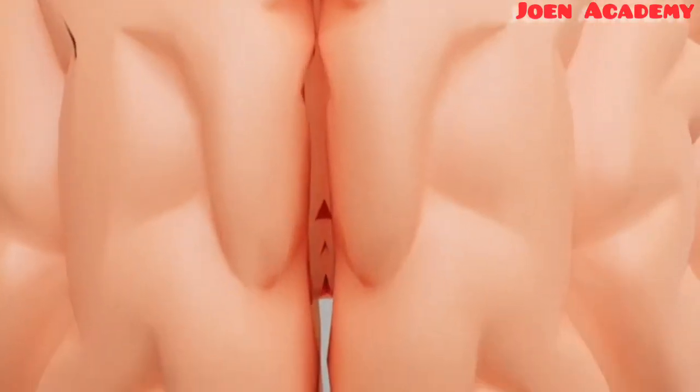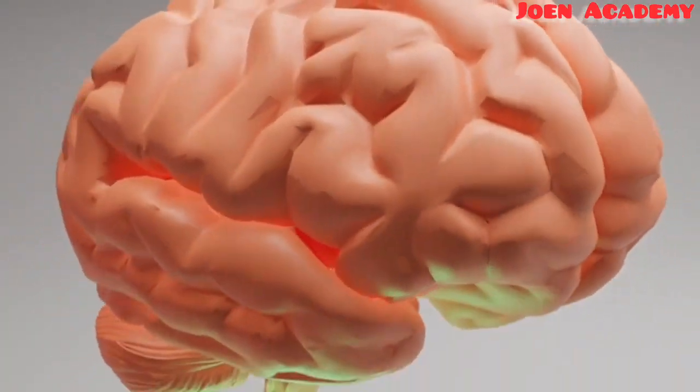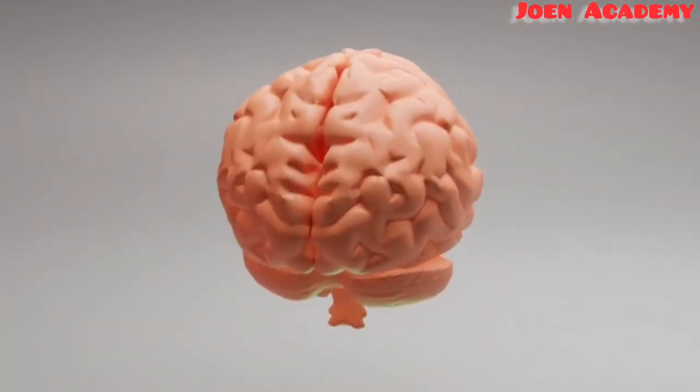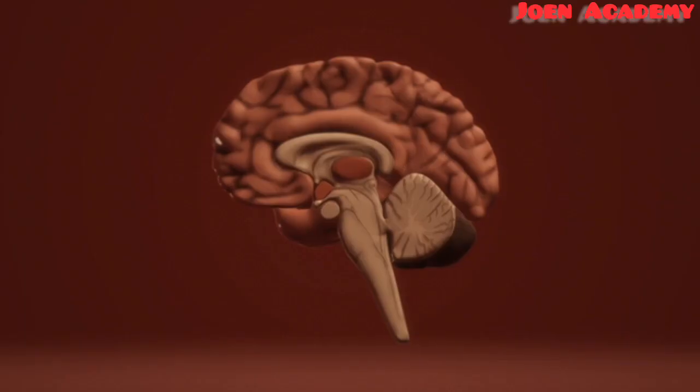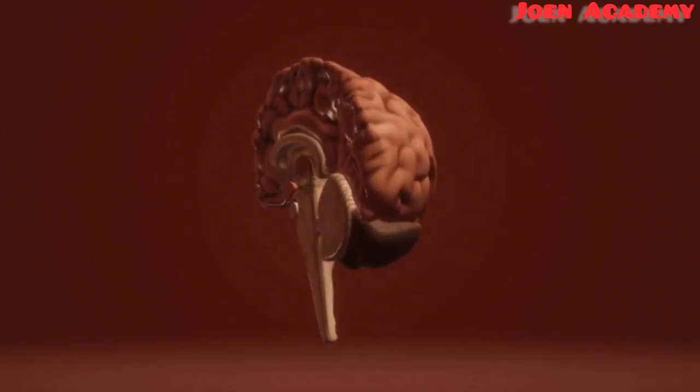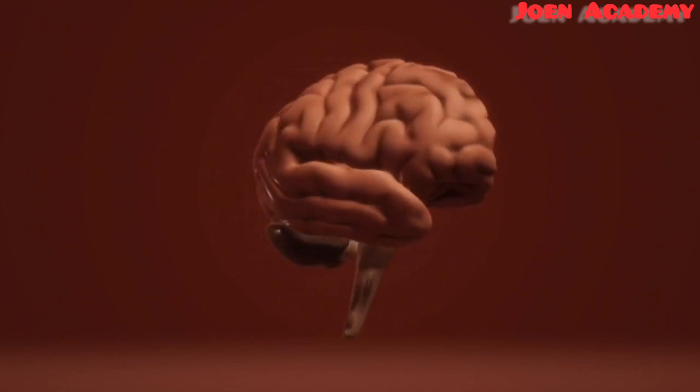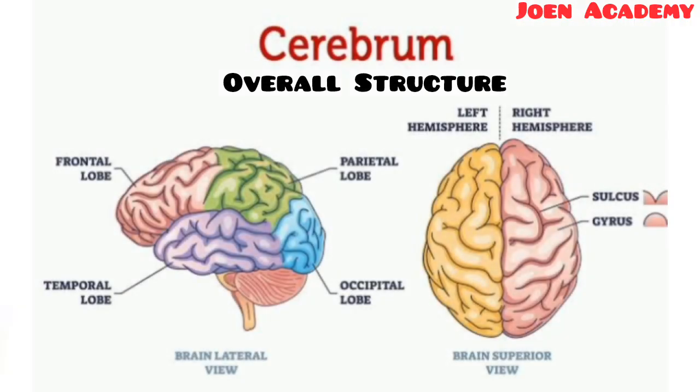Having known briefly about the cerebrum, let's delve deeply into its gross anatomy. In this video, we'll first of all look at the overall structure of the cerebrum and also take a close look at the internal structures of the cerebrum. In the overall structure of the cerebrum, it is important to note that the cerebrum has two hemispheres.